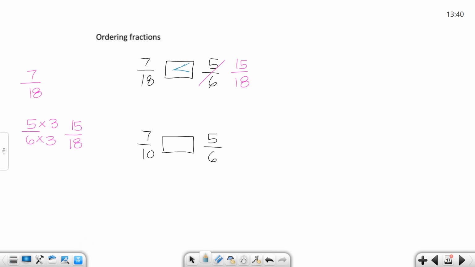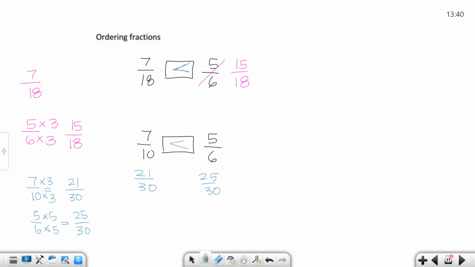Okay, when you look at this second one, your choices for 10 and 6, I would choose 30. So if I'm turning 7/10 into 30, I'm going to multiply it times 3. And that's going to give me a 21/30. And I'm turning 5/6 into 30. I'm going to multiply it times 5. So that gives me 25/30. Okay, so 5/6 is 25 and 7/10 is 21. So I know that 25/30 is greater than 21/30, so my alligator mouth points towards that one.